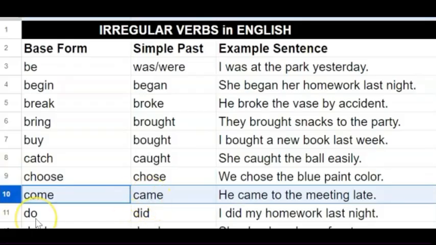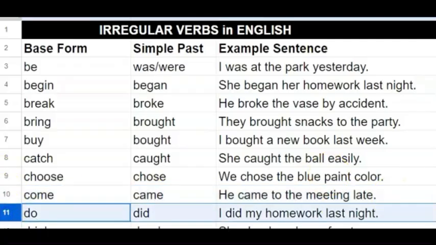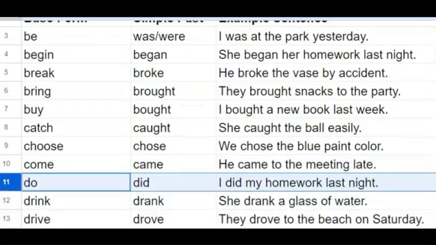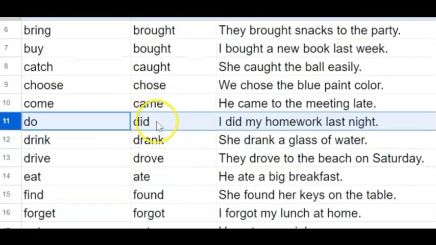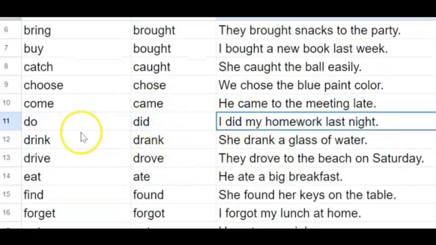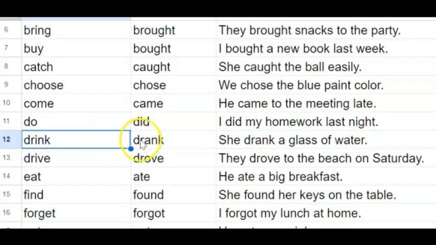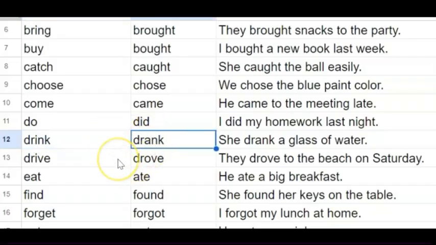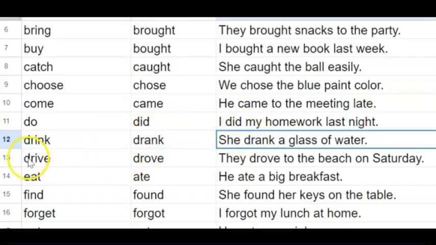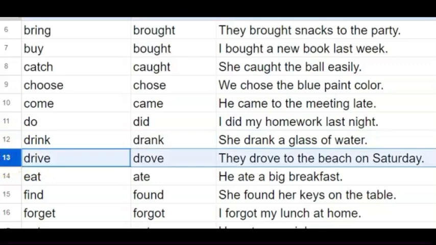And then we have come turns to came. He came to the meeting late. And again, every person, he came, they came, she came, we came, you came. Do turns to did. I did my homework last night. Drink turns to drank. She drank a glass of water. We drank, she drank, they drank.